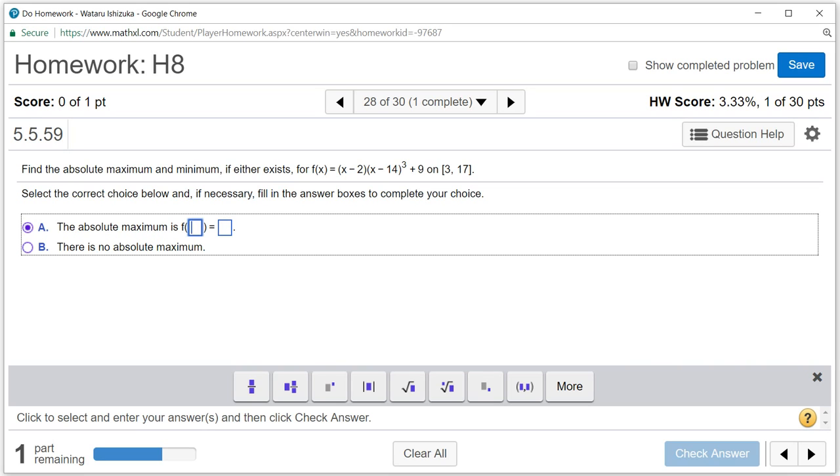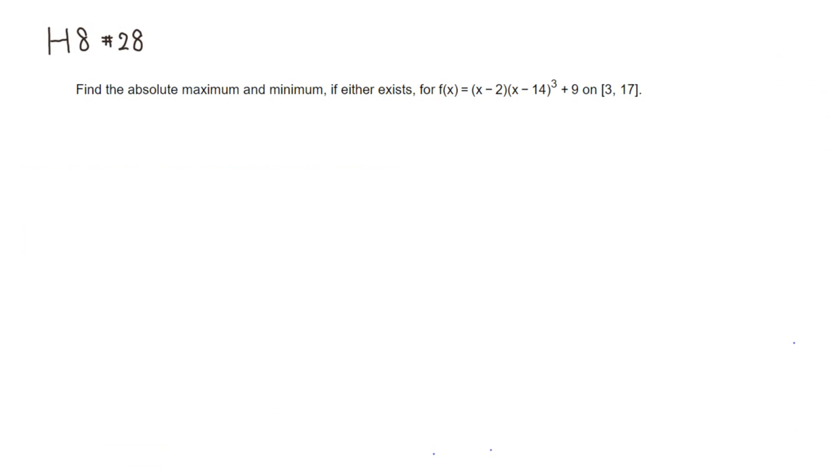Alright, let's look at homework 8, problem number 28. We want to find the absolute max and the absolute minimum for this given function over the closed interval from 3 to 17. So let's do that.